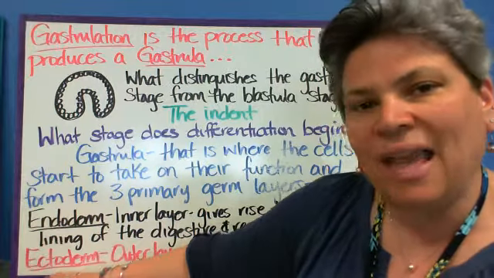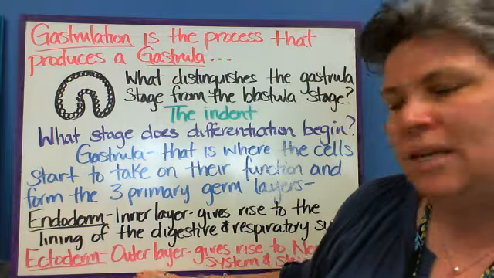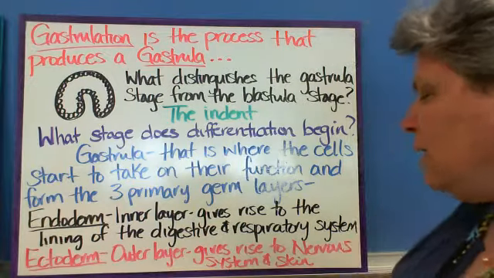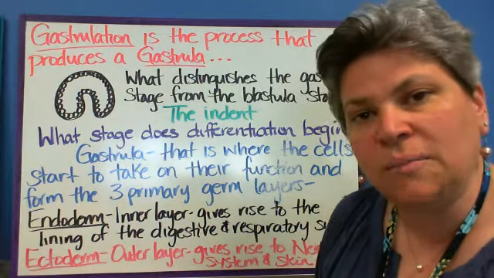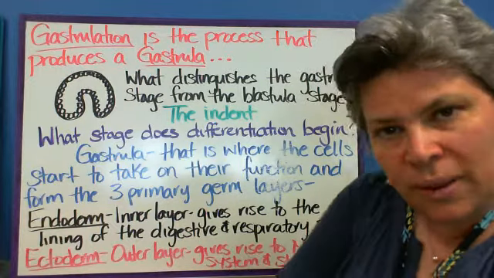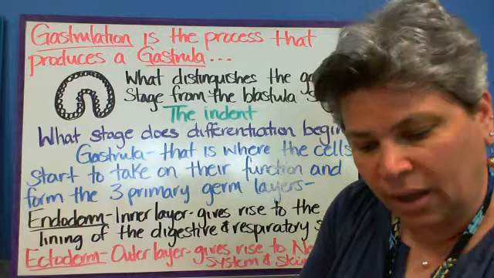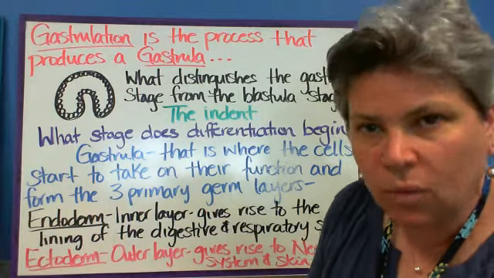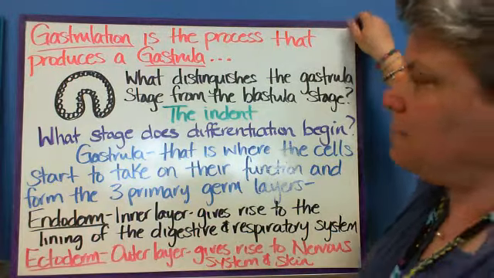And then I have the ectoderm. Ecto means outer layer. The outer layer gives rise to our nervous system, which would be like your brain and spinal cord, and your skin. Well, it would make sense that the outer layer gives rise to my outer layer, which is my skin. Okay, so that one's not too bad.